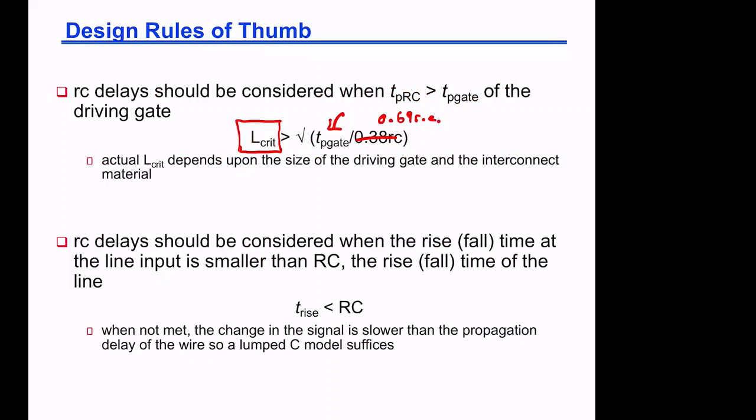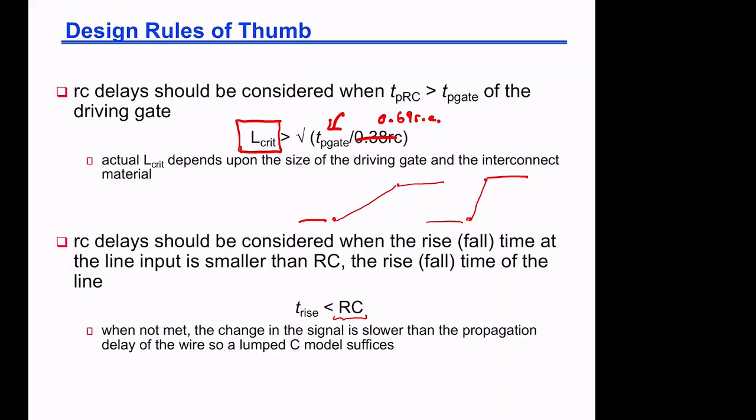And then there is another rule of thumb: if the signal rise time is very slow, then we do not consider the RC delay too much. But if the signal rise time is fast and smaller than the RC time constant of the wire, this is a rule of thumb that the designers take, then I should consider the wire delay.